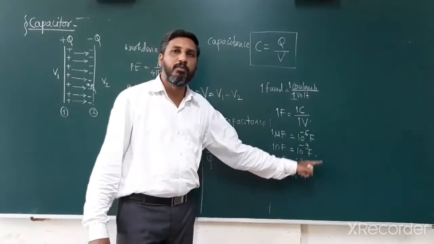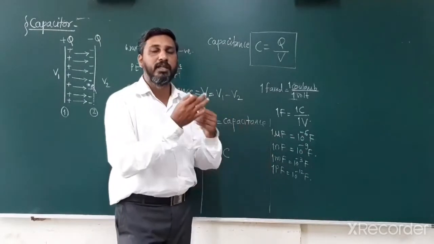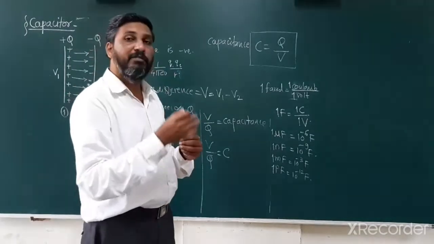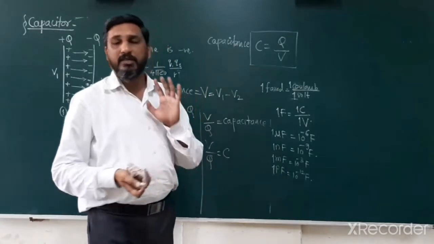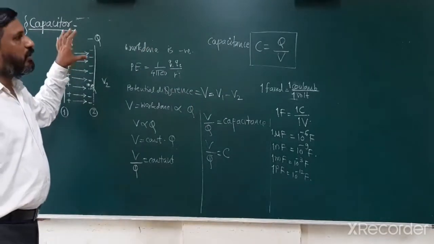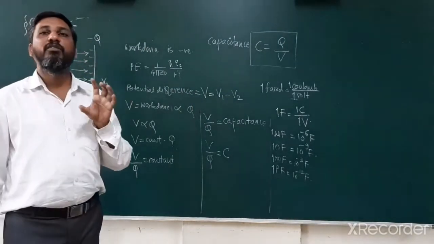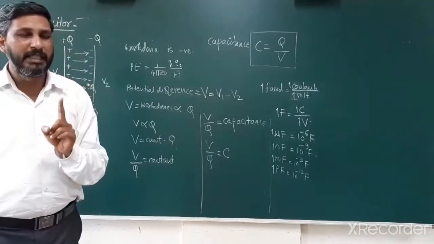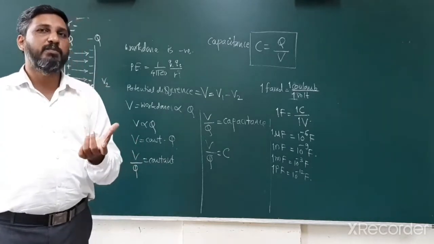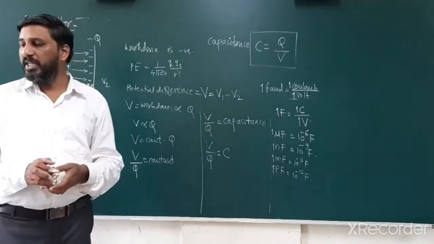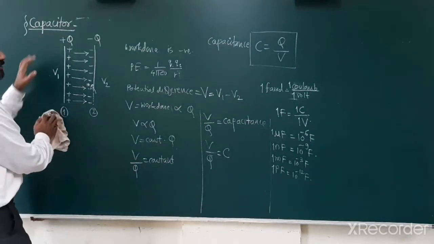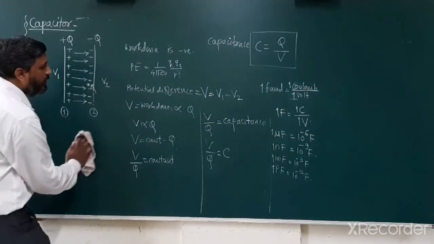This is most important for numericals: to convert microfarad to farad, nanofarad to farad, picofarad to farad, millifarad to farad. Now it will be clear. Capacity means the ability of a conductor to hold charge, but it is not the most accurate definition. When you study the next part, at that time we will see the exact definition of the capacity of the conductor. Just pause the video and write down these things.